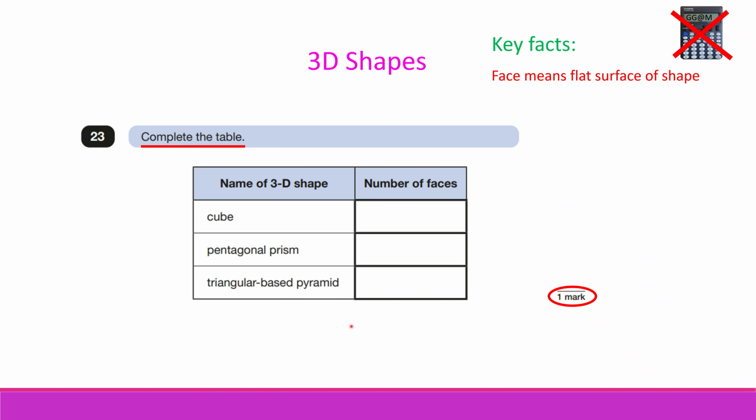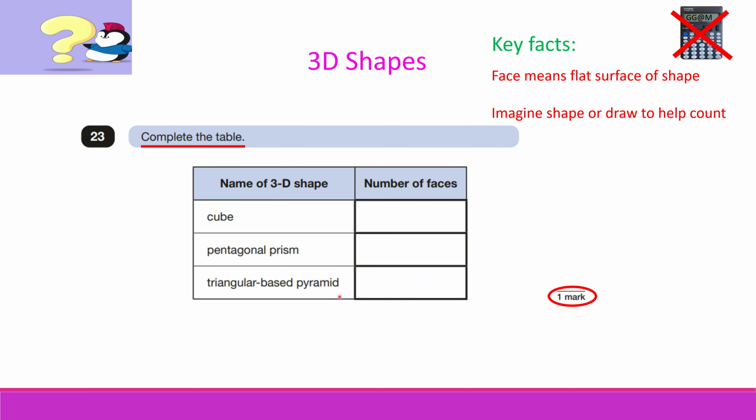The easiest way to do it is to imagine what the shape is or draw it out to help you count the number of faces. So you've got to imagine that you know what all these shapes are, and then you've got to work out how many faces there are or how many flat surfaces there are on each of these shapes in order to work out the answer. Press pause, get yourself a pen and paper, see if you can work out the answer, and then press play when you're ready to hear the answer.